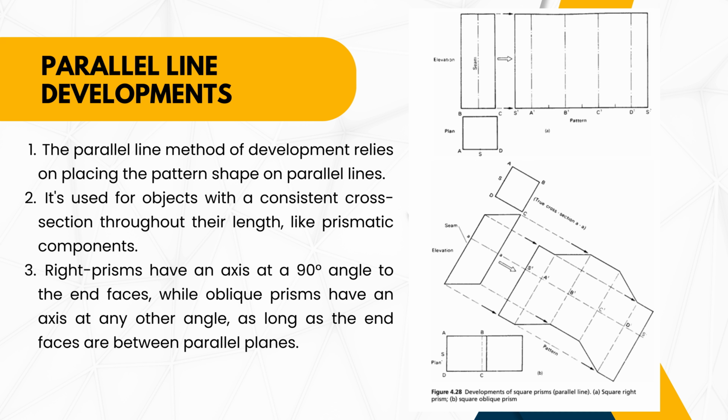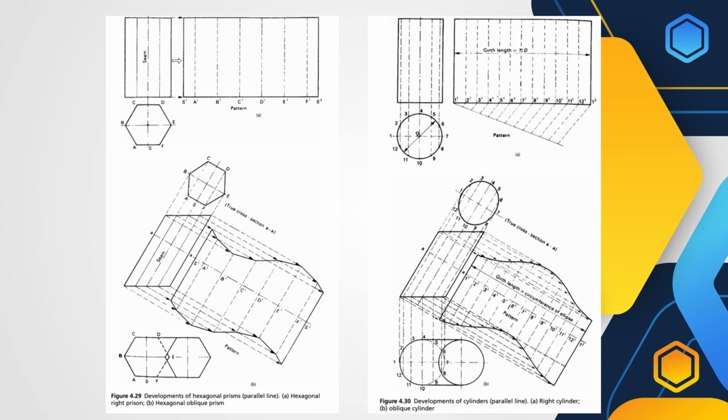The parallel line method of development relies on placing the pattern shape on parallel lines, and is used for any object with a consistent cross section throughout its length, like prismatic components. We can see in this diagram that EF exists at a 90 degree angle. So this is an example of the diagram.